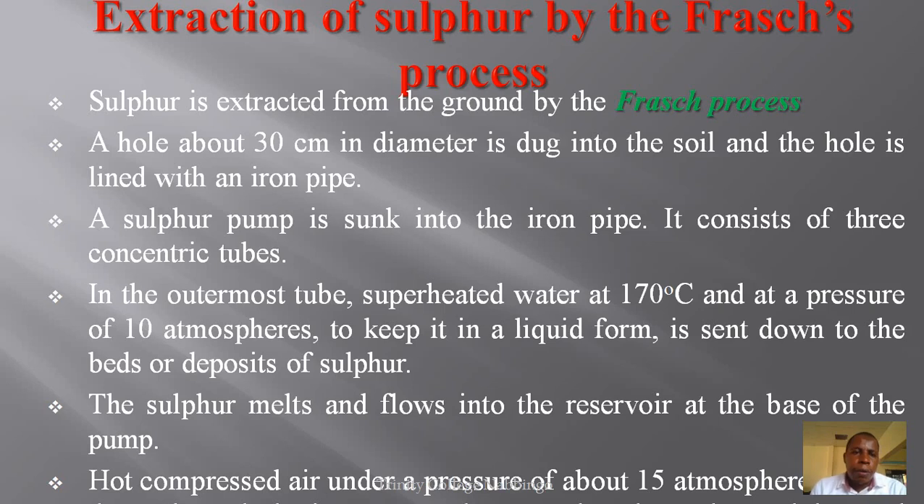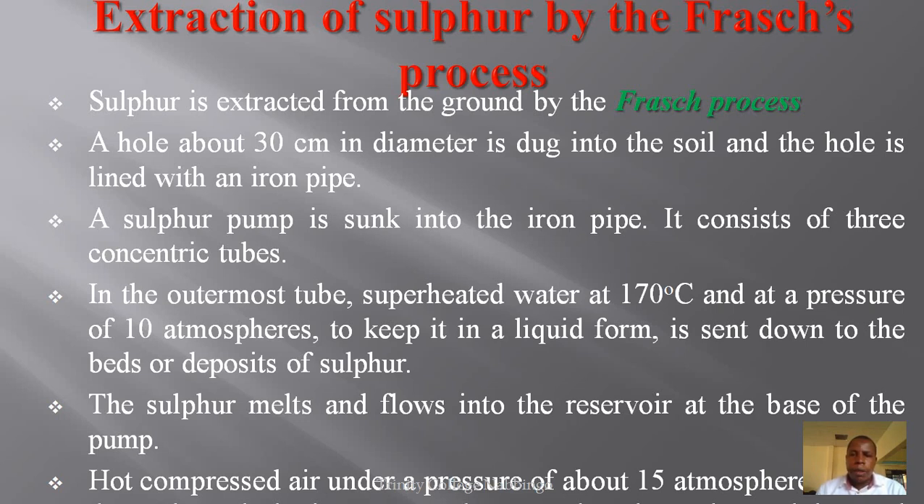After knowing that, how can we obtain it from where it is found? The major process by which sulfur is obtained is what we call the Frasch process. This is named after a German scientist known as Hermann Frasch. What is actually done: a hole is dug about 30 centimeters in diameter into the soil, and then it is lined with an iron pipe to provide support.